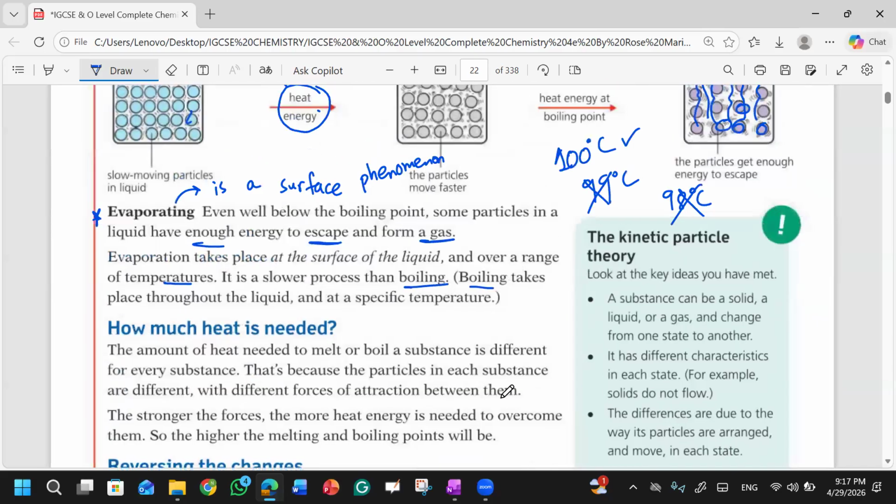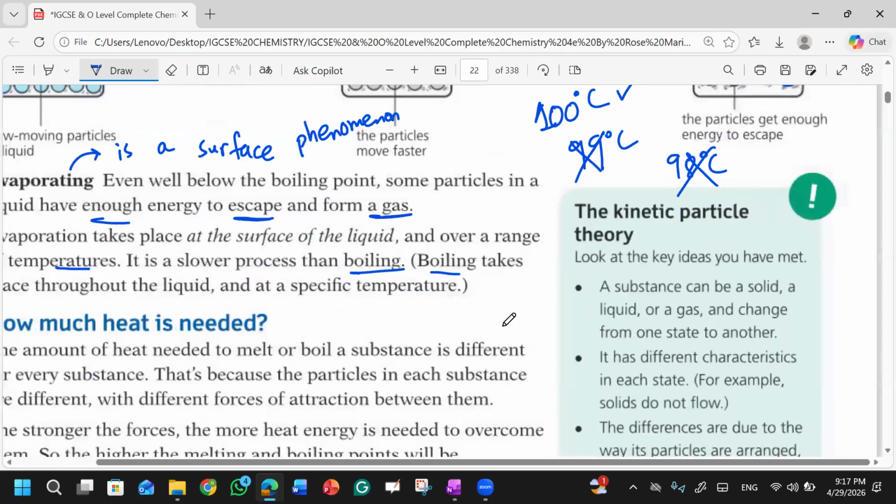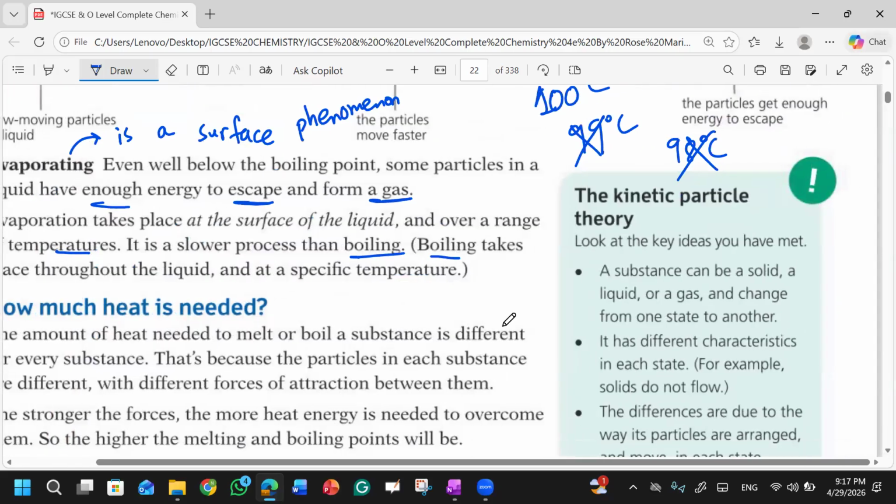Firstly, let's discuss the kinetic particle theory. According to this theory, which was given for particles, how particles move, how they interact, and what the bonding pattern is, it simply tells you about that. The first thing is that a substance can be solid, liquid or gas and change from one state to another. Do you agree with this statement?